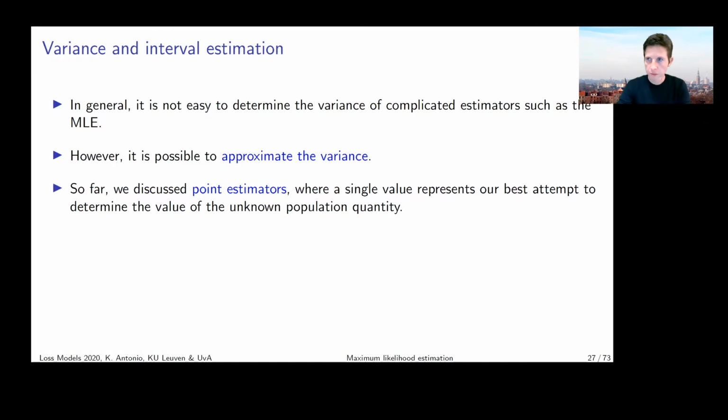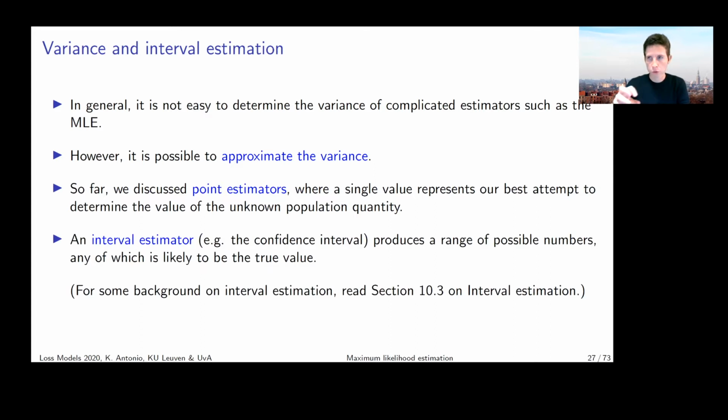So I mentioned this. So far we focused on point estimators. You've got a single value that represents your best attempt to determine the value of the unknown parameter. And now we want to come to an interval estimation method. So that gives you then a range of possible numbers, any of which is likely to be the true value. So if you would frame it in the language of an actuarial risk modeler, you would say here you're going to try to assess some parameter uncertainty, right?